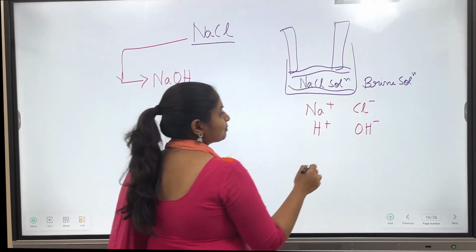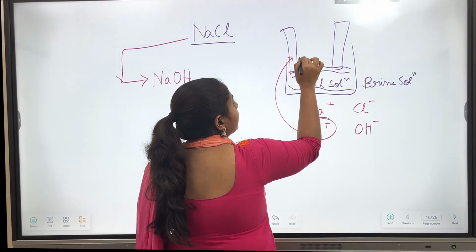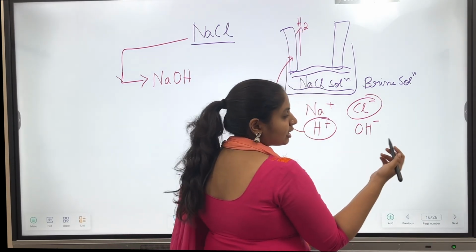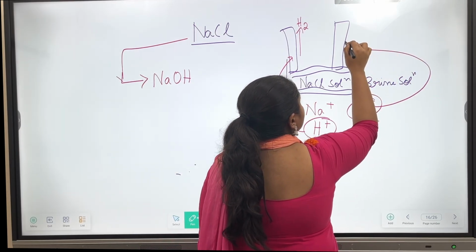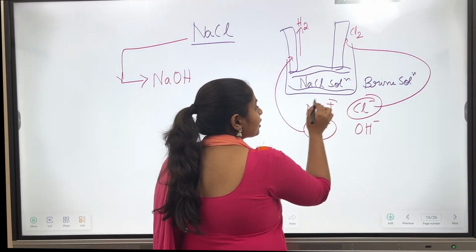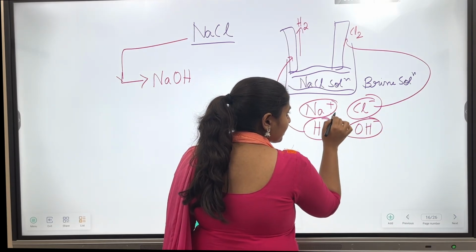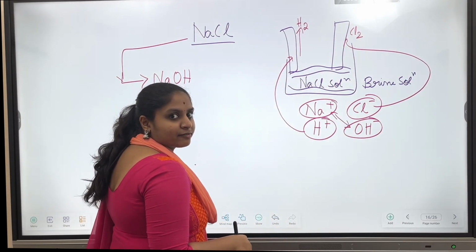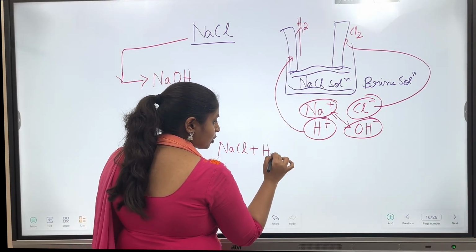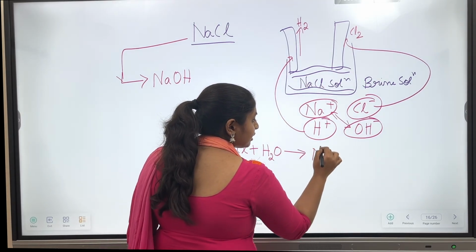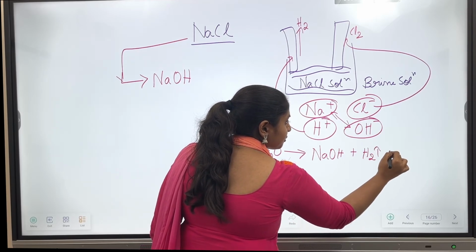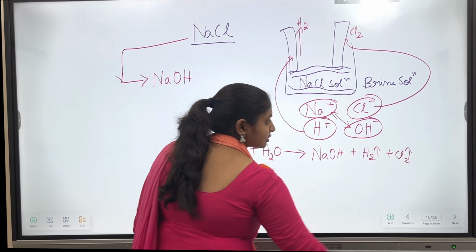When electricity is passed, this H plus will go to the cathode and will evolve as H2 gas. And the chlorine, Cl minus anion, will go to the anode and will evolve as chlorine gas, Cl2. The remaining two ions, Na plus and OH minus, will combine together to form NaOH. So the reaction is NaCl plus H2O gives NaOH plus H2 gas plus Cl2 gas.